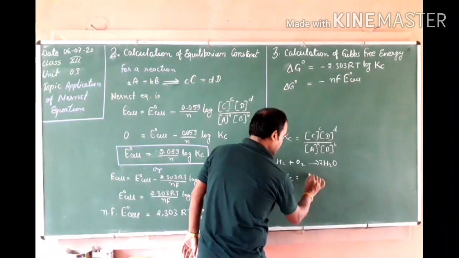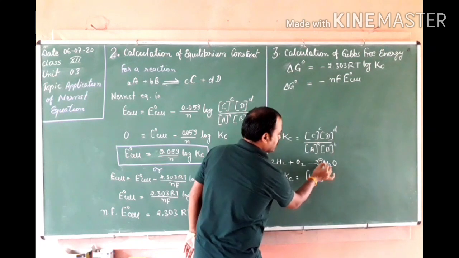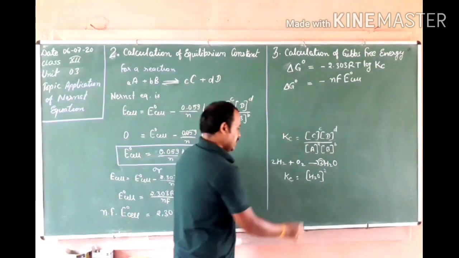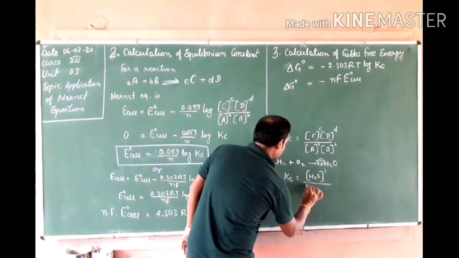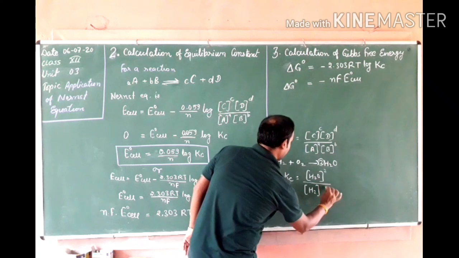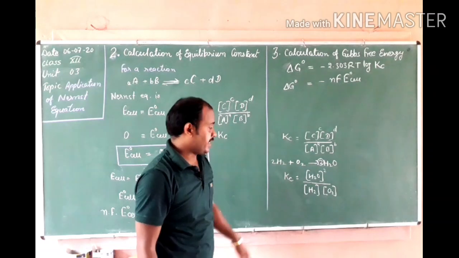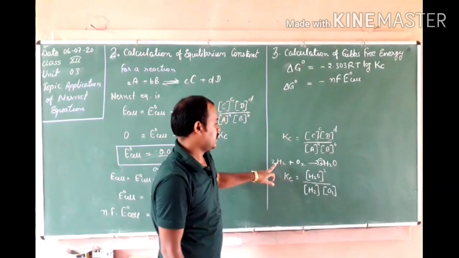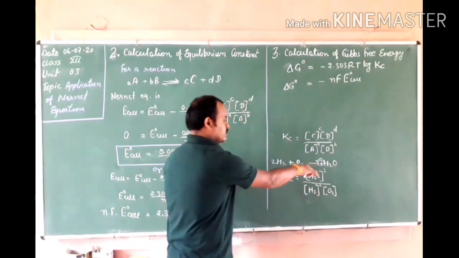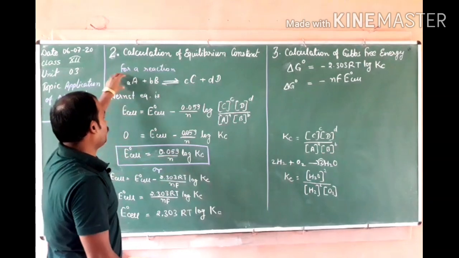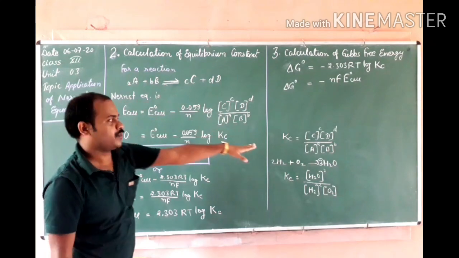Since we have only one product, it will be only H2O, and the power of H2O is equal to 2 because this is the stoichiometric coefficient, divided by the product of the reactants, since we have more than one reactant. That will be H2 and O2, their concentration terms, raised to the power of their coefficients. Here the coefficient of H2 is 2, so H2 power 2, O2 nothing. So we will use the stoichiometric coefficient like this. For such types of reactions, Kc can be written in that form.